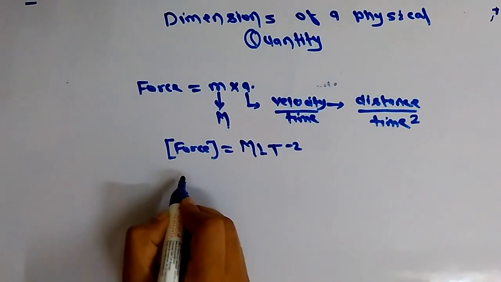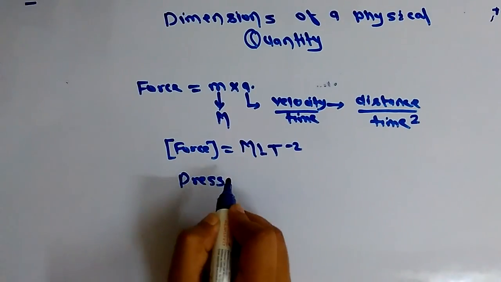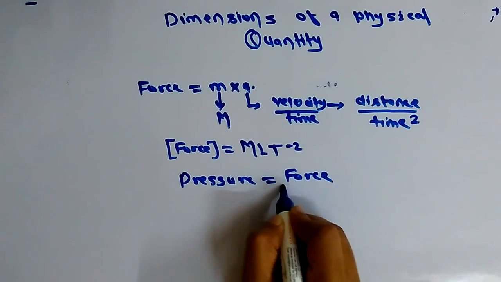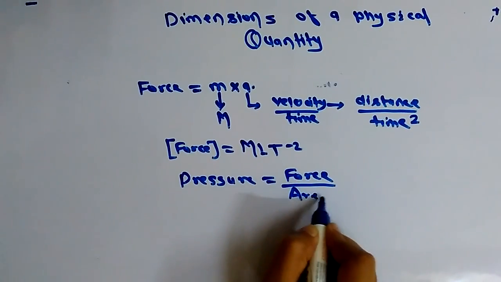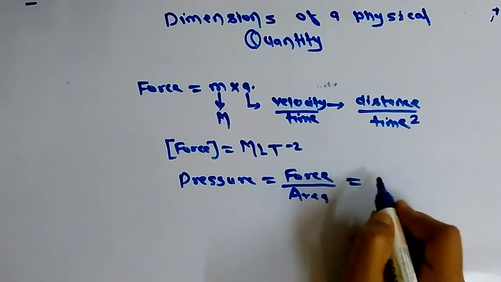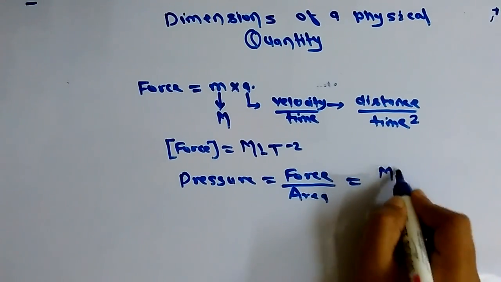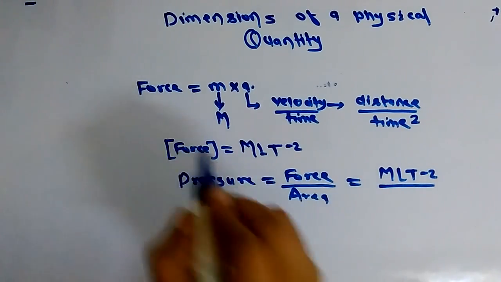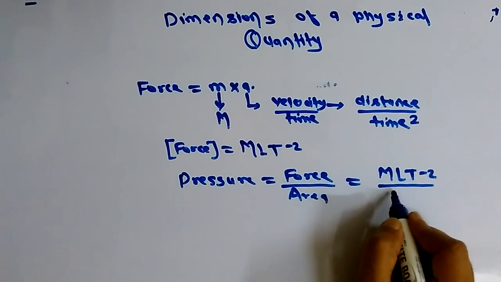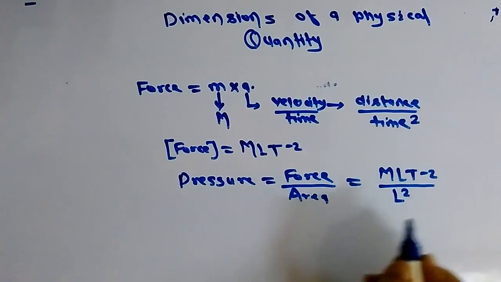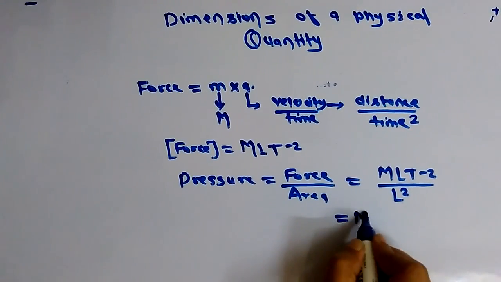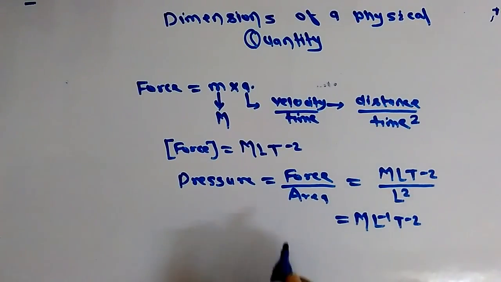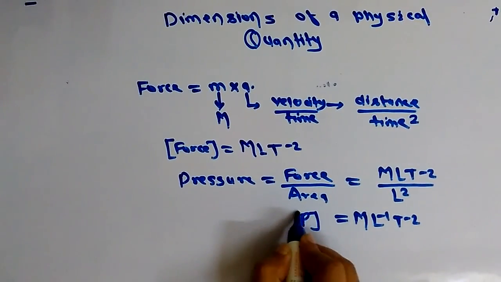The pressure formula is pressure equals force per unit area. The dimension of force we have calculated is MLT^-2, divided by the area. Initially we calculated the dimension of the area, that was L^2. So finally the dimension we can write is ML^-1T^-2. This is the dimension of the pressure.